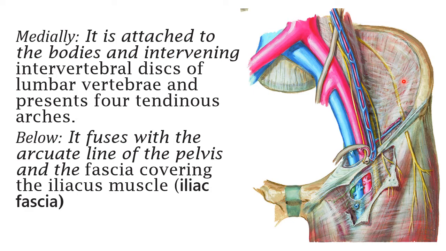So this psoas part is joining with the iliacus part of the fascia iliaca, and this fascia is attaching to the arcuate line or linea terminalis, which is separating the bony pelvis into the false pelvis above and the true pelvis below. Also, we can call it the greater pelvis above and the lesser pelvis below.